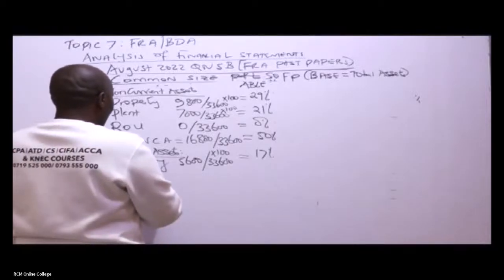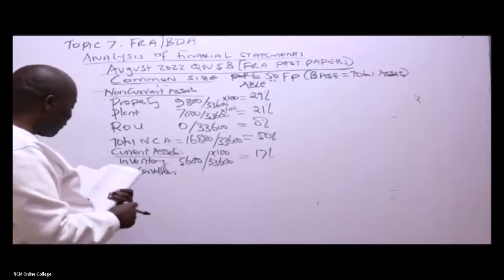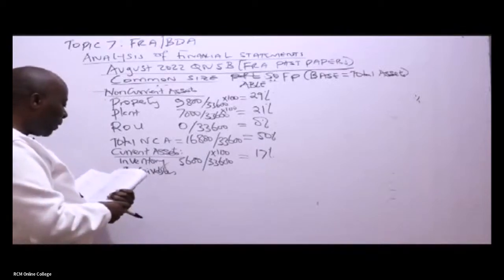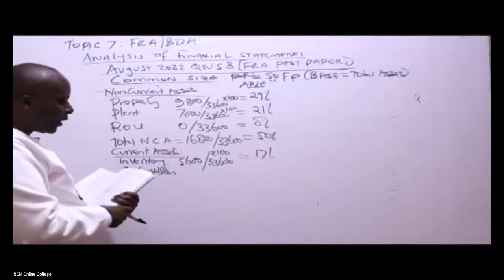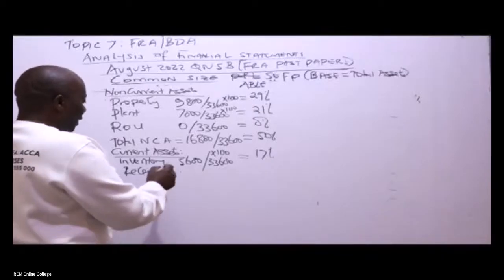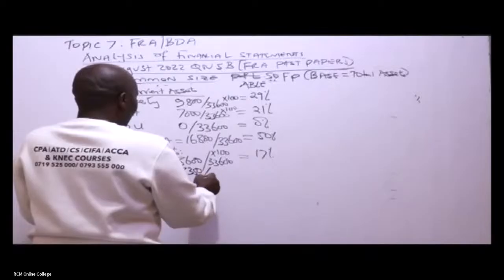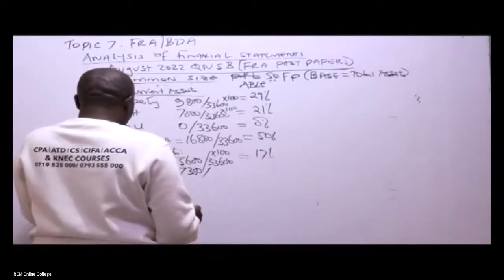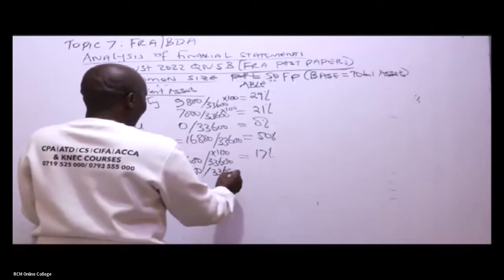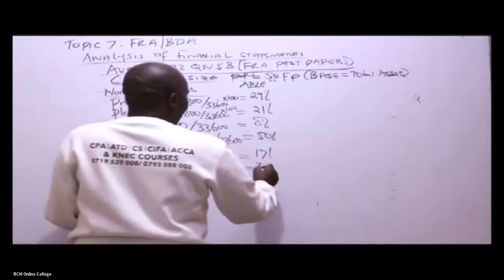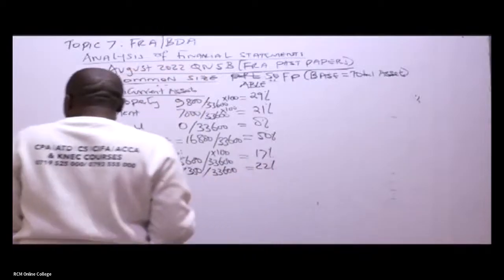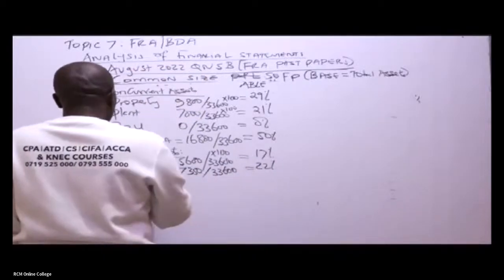receivables. So what do we have there for receivables? I can see 7350. 7350 divided by 33,600, which will end up giving me what figure? 22%. After receivables, I can see bank.